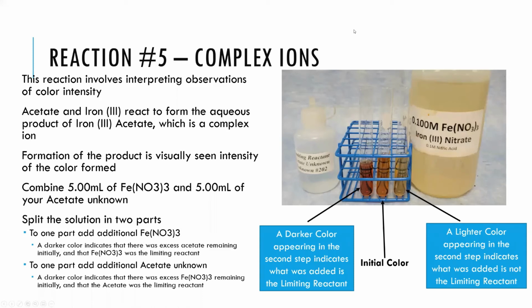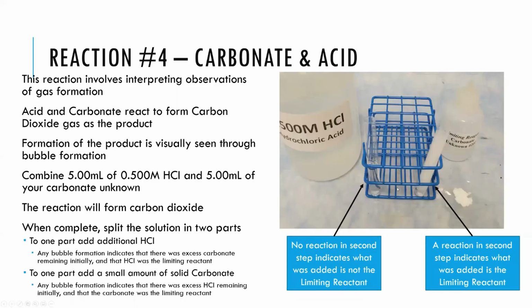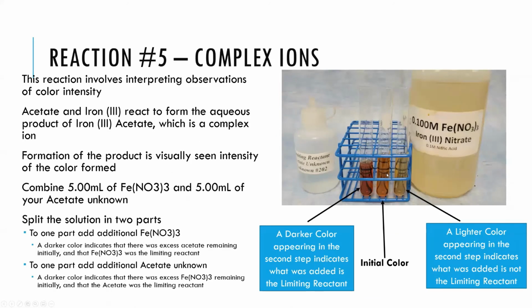In the fifth and final reaction, you're looking at color intensity, or the color change of the reaction. You're combining, again, 5 milliliters of iron nitrate and 5 milliliters of your acetate unknown, and that will form a darker orange color. With that darker orange color, you can, again, just like in reaction number 4, split that into 2 different test tubes.